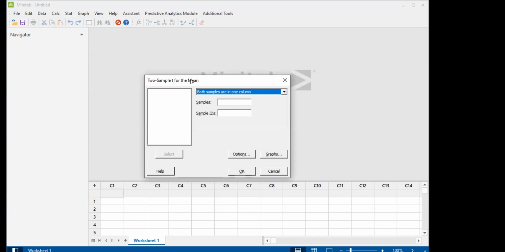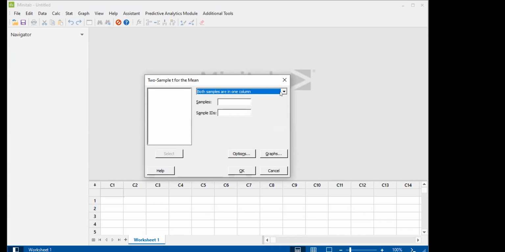Now we have a couple of options here, okay? This drop-down menu is going to give you a few things. We're never actually going to use the first one that says both samples are in one column. We're going to kind of scrap that, okay? For these sort of questions, we're not actually going to be given the data, okay? That's a little bit too much stuff for this. So we're just going to click Summarize Data.